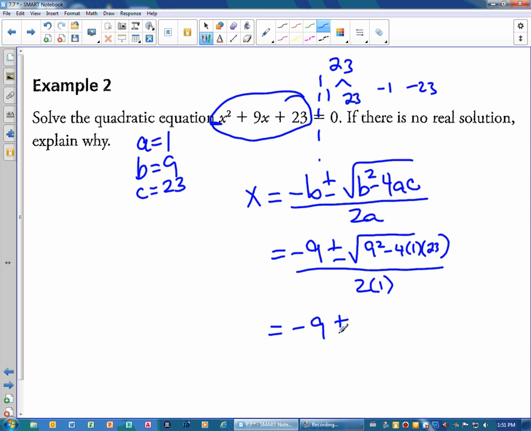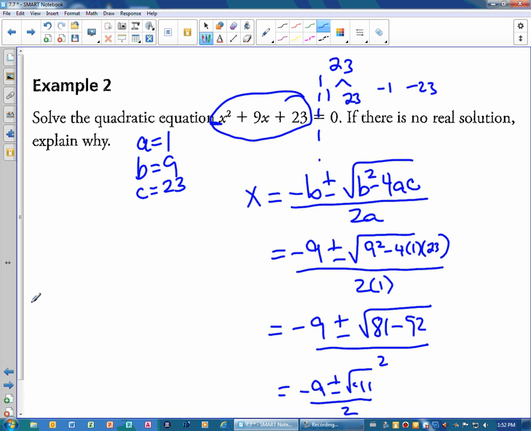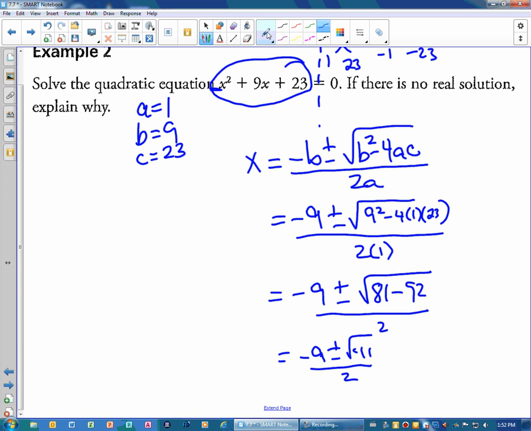So I have negative 9 plus or minus, on my calculator, I'm going to calculate 9 squared, 81. And then I have 4 times 1, which is 4. 4 times 23 is 92, over 2. So negative 9 plus or minus the square root of 81 minus 92, which is negative 11, over 2. Okay, we have a problem. Do you see what the problem is?